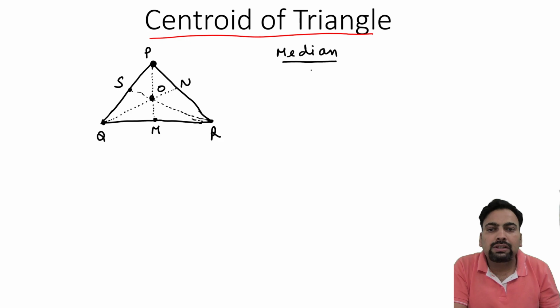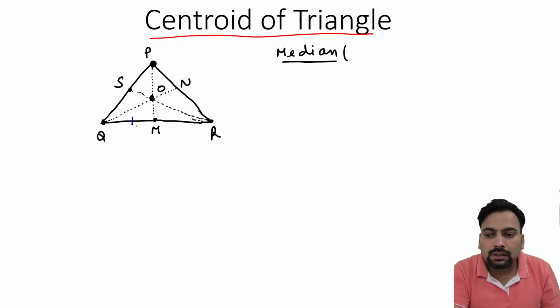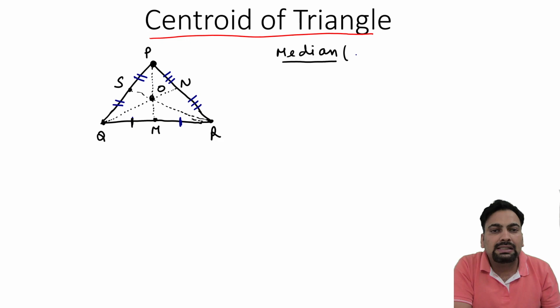Median means it divides the base into two equal parts. So here QM is equal to MR, PS is equal to QS, and PN is equal to NR. Median means it divides the base into two equal parts. The point we obtained, O, is called the centroid of the triangle.